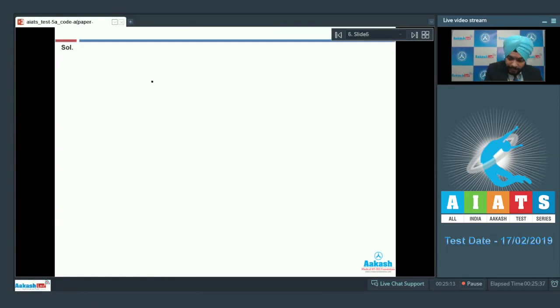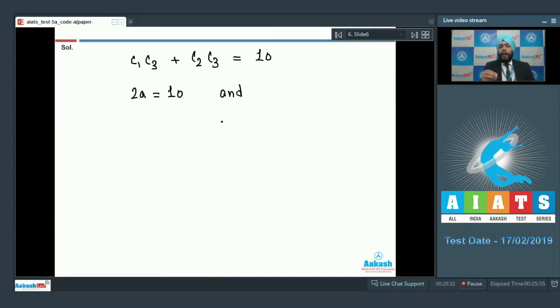That is the locus. So from these two equations, if you want to eliminate R, you directly add them. So we will get C1C3 plus C2C3 is equal to 10, and that is the locus. Sum of distances of C3 from C1 and C2 is equal to 10. So we have directly 2A is equal to 10, and the foci are C2 and C1.